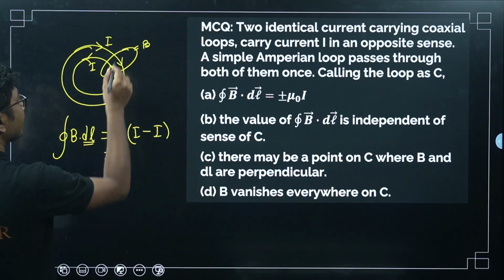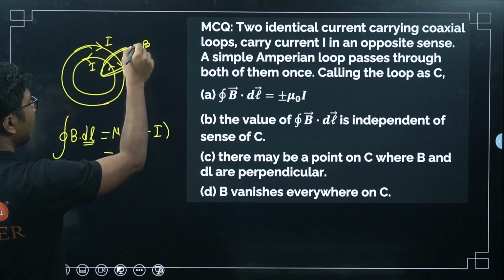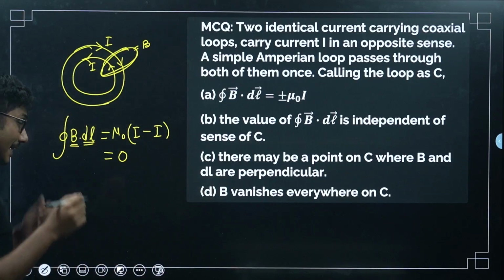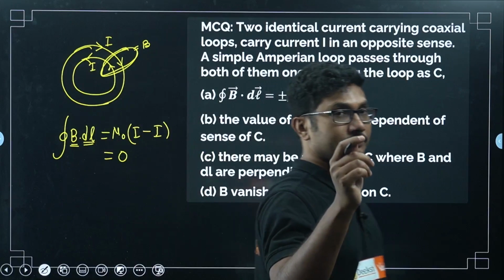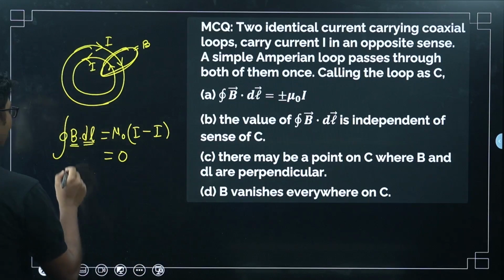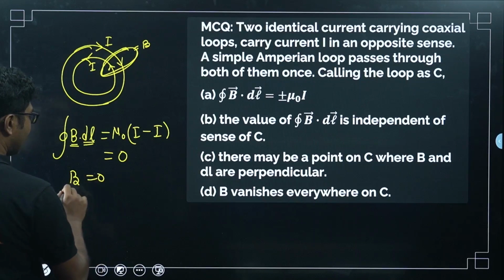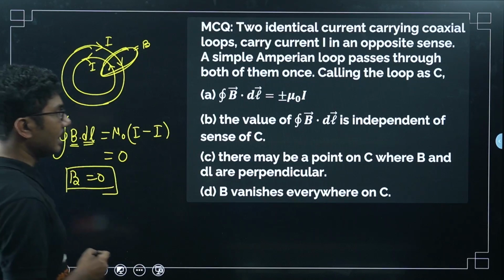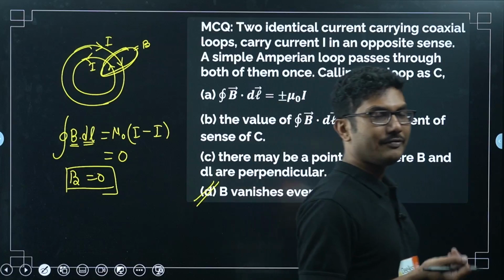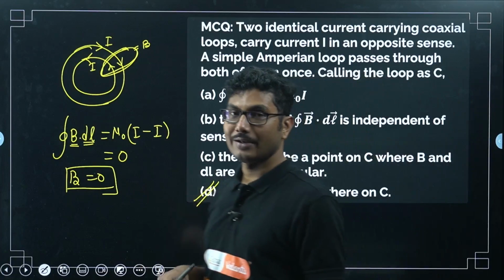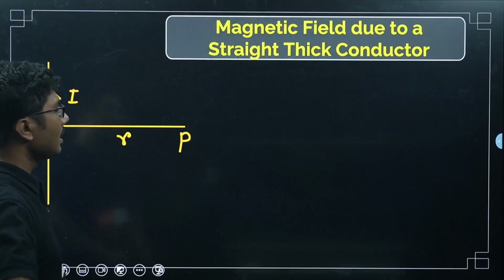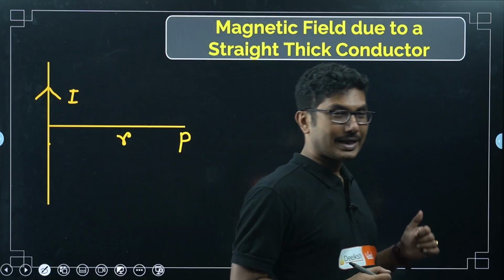Now the total current enclosed is 0, so mu naught times 0 is 0. dl cannot be 0. This is a real loop, a real path, so dl has a value. So the only thing that can be 0 is B, same as our Gauss's law: if there is no charge enclosed inside, then it will be 0. So B should be 0, the magnetic field is 0 everywhere. If you see the options, B vanishes everywhere on C, which means B's value is 0 everywhere on C. Simple problem, testing basic concepts of Ampere's law. This is also a KCET problem.